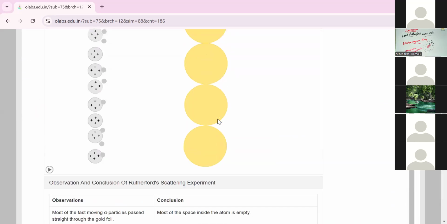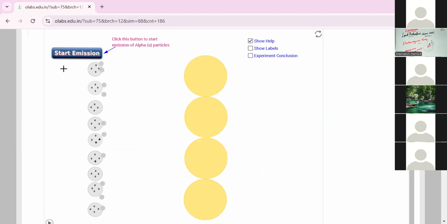Let me show here. I'm going to start this. Look here. It is very clear. Some of the alpha particles go in a straight line. Some are deflected. Some come back, bounce back. Is that clear? Yes, this is the nucleus.